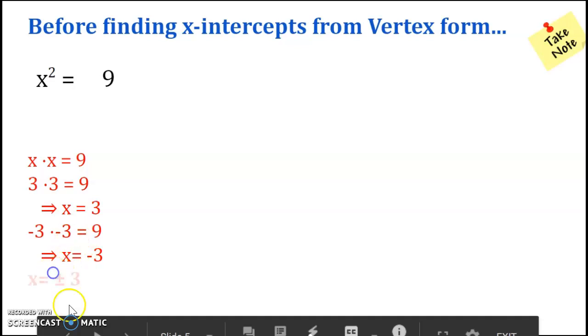And we write this as x could be positive 3 or negative 3, so x is equal to positive or negative 3, or plus or minus 3. That's how we write it.